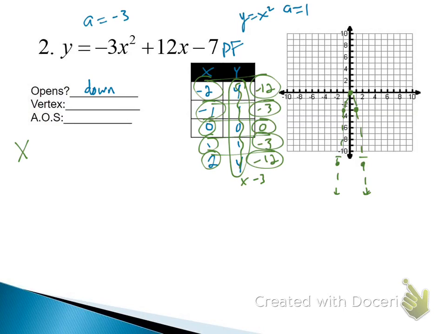We've got to go find the vertex. We use our little formula x equals opposite b over 2a. We already know that a is -3. B is 12, C is negative 7.